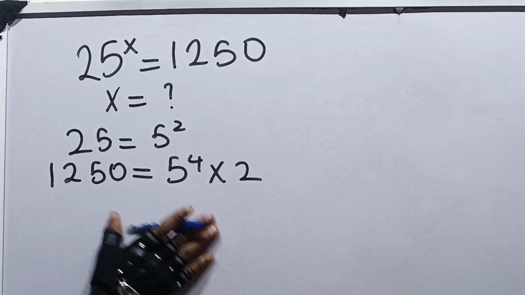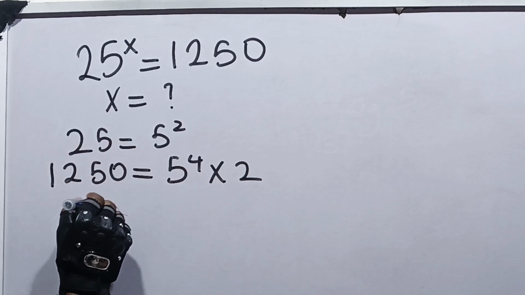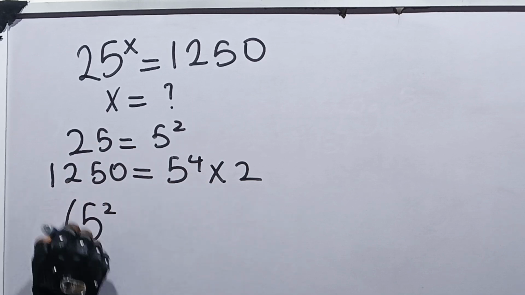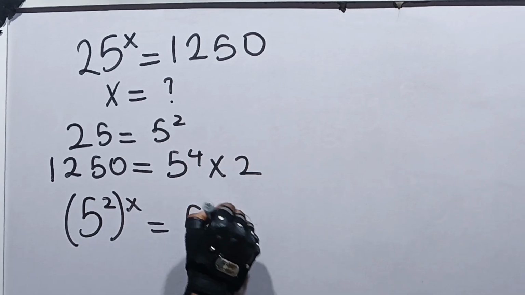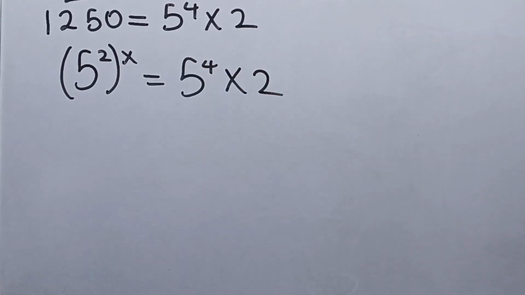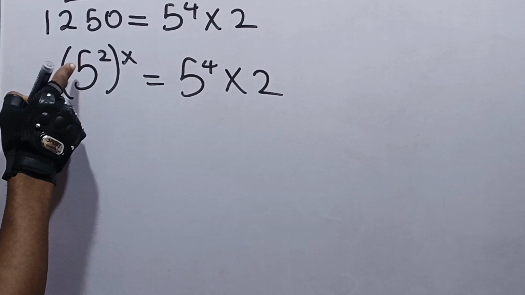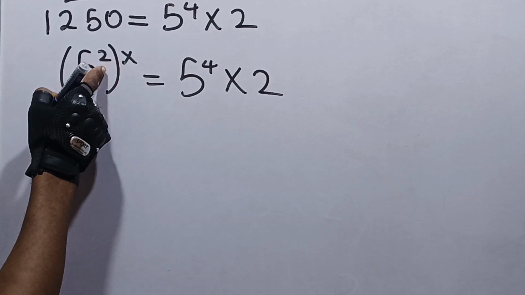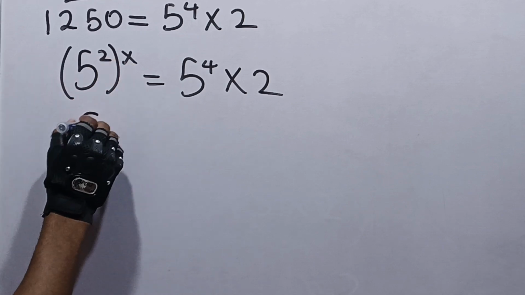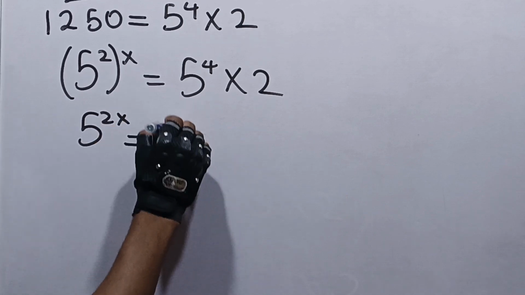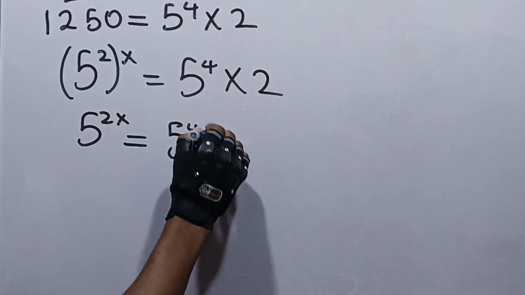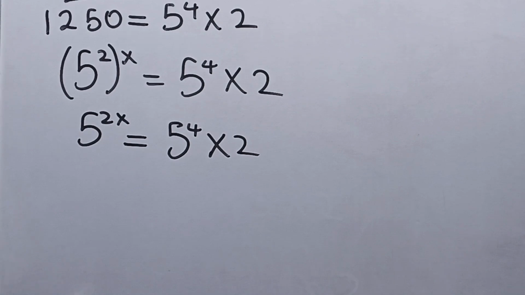Now, replacing these in this equation, we have 5 squared raised to the power of x equal to 5 raised to the power 4 multiplied by 2. Okay? Now, when you have a number raised to a power, raised to another power, you multiply the powers. So we have 5 raised to the power 2x equal to 5 raised to the power 4 multiplied by 2. At this point, we can take the logarithm of both sides.